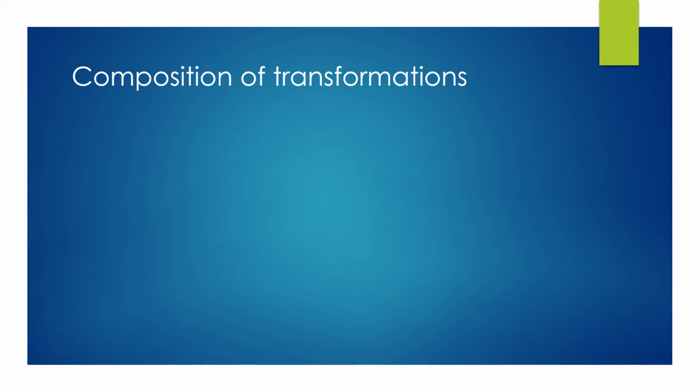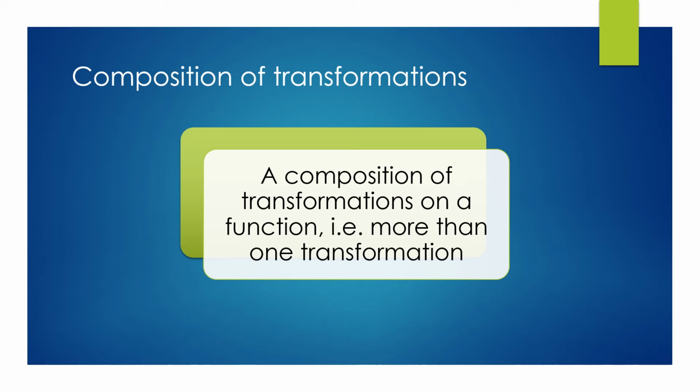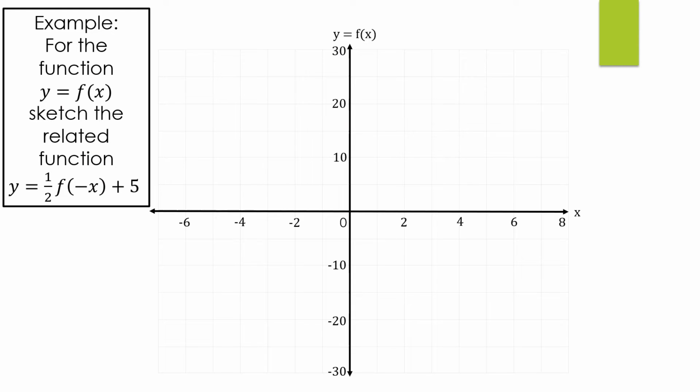So a composition of transformations is when we are applying more than one transformation to a function. So for example, we might do a vertical shift and a reflection, or we could do a stretch and a horizontal shift. So what we're going to look at is, for the function y equals f of x, sketch the related function y equals a half of f of negative x plus 5.